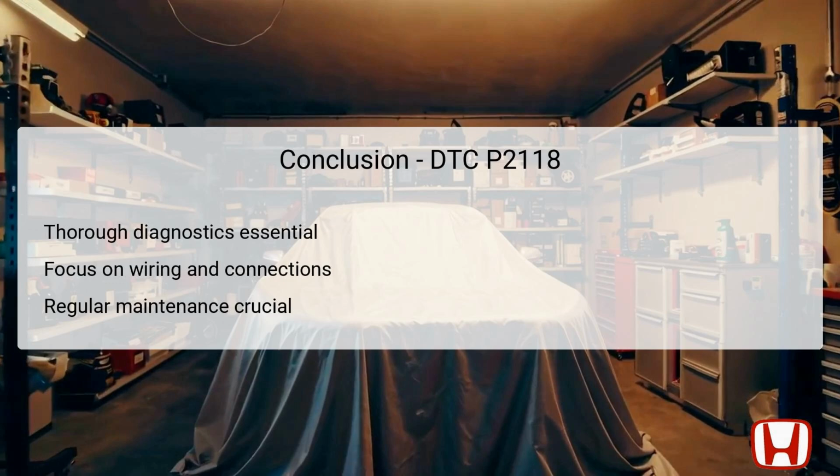In conclusion, effectively addressing DTC P2118 involves thorough diagnostics that prioritize both component functionality and the integrity of wiring and connections. Errors in the throttle actuator system can stem from a variety of causes, such as faulty wiring, electrical shorts, or issues within the actuator itself.